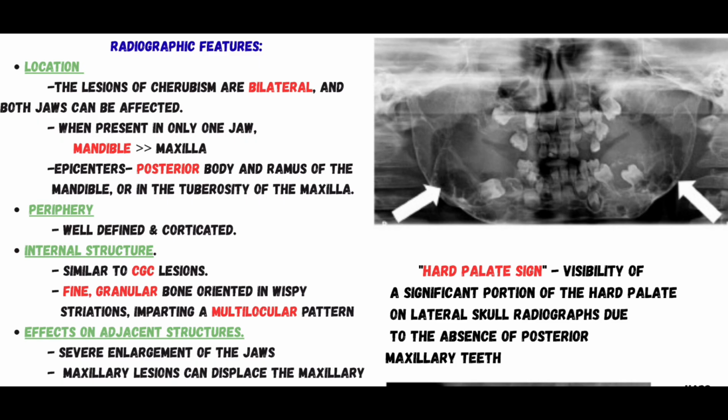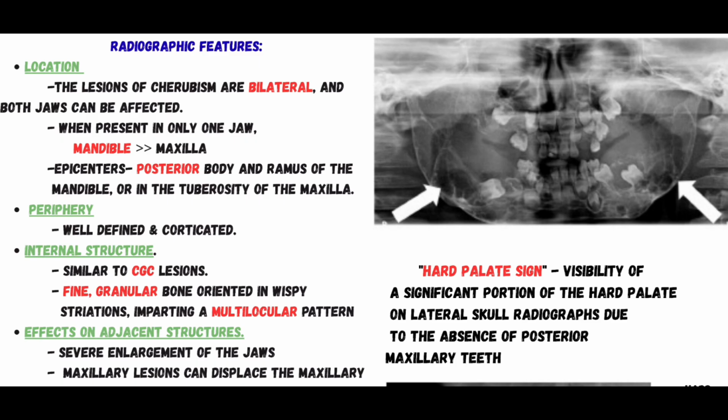But when present only in one jaw, the mandible is the most common location. The epicenters of these lesions are always in the posterior body and ramus of the mandible or in the tuberosity of the maxilla, mostly in the posterior region. Coming to the periphery. The periphery is well defined and corticated.